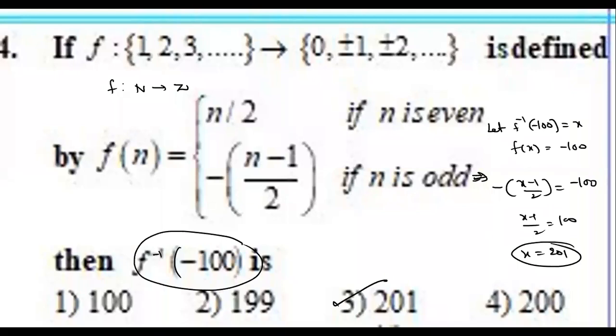So this concept is based on the inverse of the function. F of x is equal to minus 100 is coming. Minus means in which case n must be odd only, then only minus is coming. See carefully. The function is defined like that, two cases. Sometimes they're asking f of 100. What is the value of f of 100?